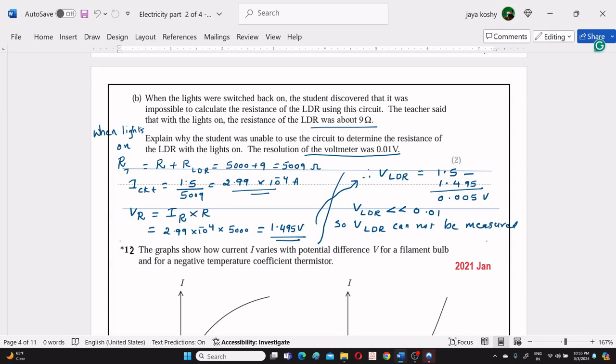And the meaning of resolution is how accurately or how fine a voltmeter can take the measurement. This is the meaning of resolution. So here the resolution is 0.01 volt, which is slightly greater than the LDR voltage, or the LDR voltage is small compared to the resolution. So the LDR voltage cannot be measured using the given voltmeter.